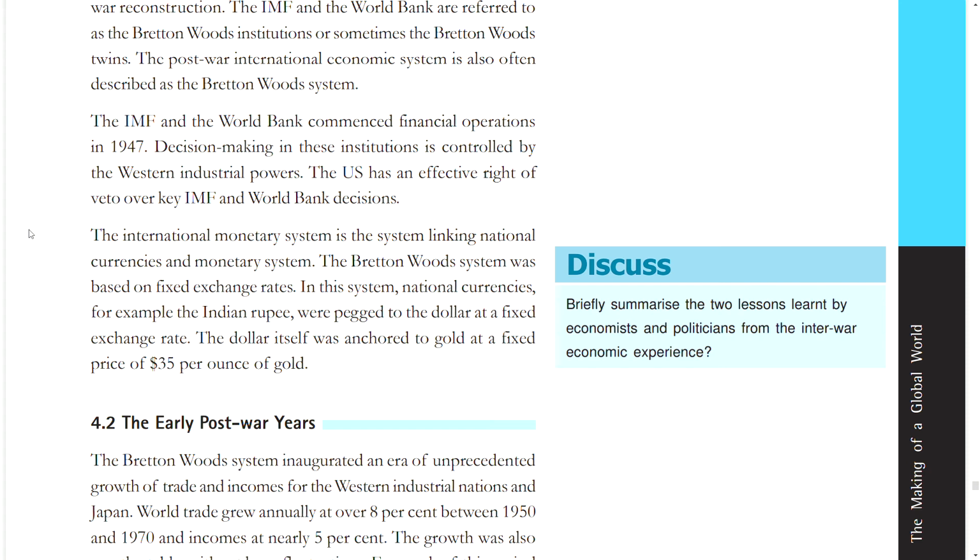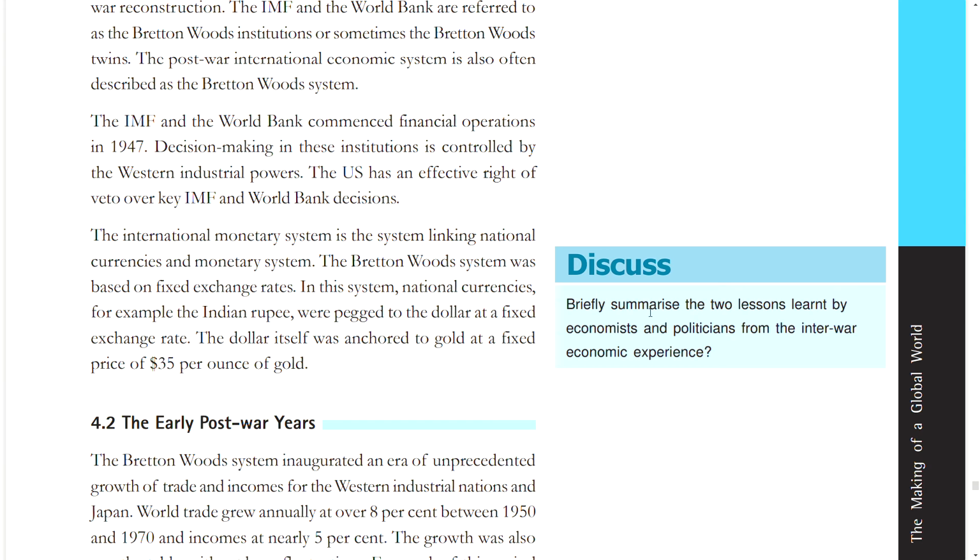The international monetary system is the system linking national currencies and monetary systems. The Bretton Woods system was based on fixed exchange rates. In this system, national currencies, for example the Indian rupee, were pegged to the dollar at a fixed exchange rate. The dollar itself was anchored to gold at a fixed price of $35 per ounce of gold.